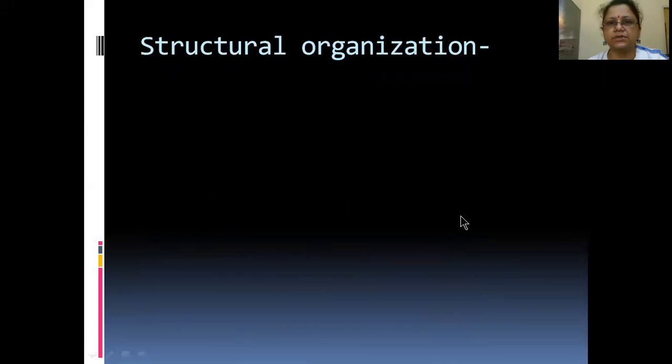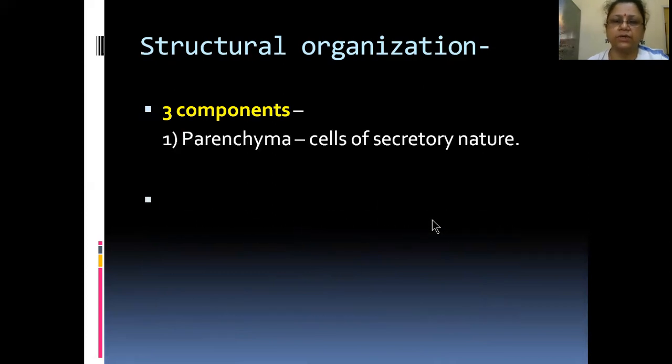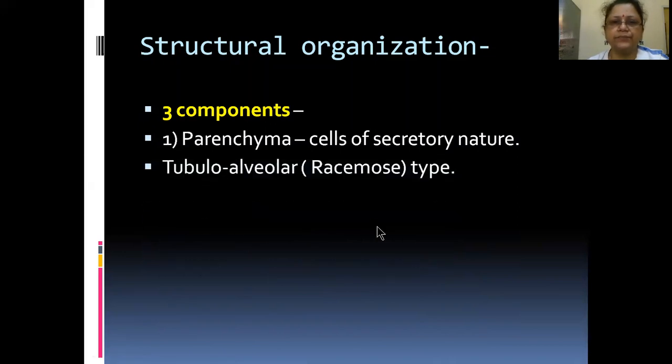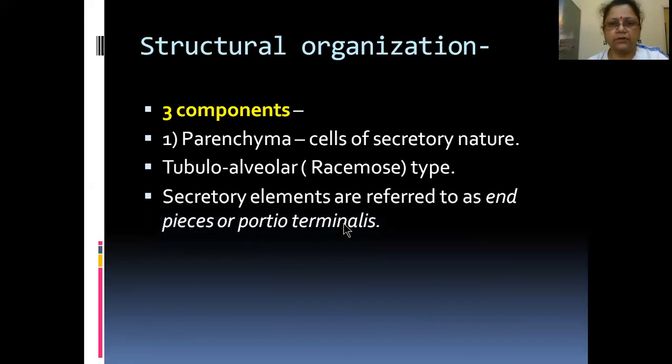So come to the structural organization. To know the structural organization, it has three components. Number one is the parenchyma, that is the cells of the secretory nature. Then these cells are mostly tubular alveolar type, whose other name is racemose. That is partly tubular, partly alveolar.